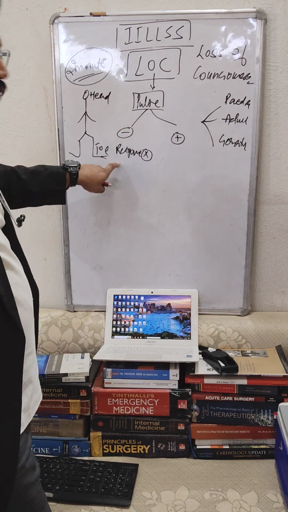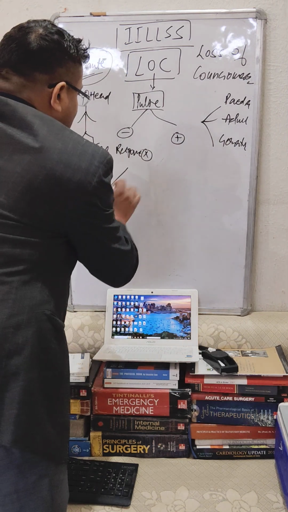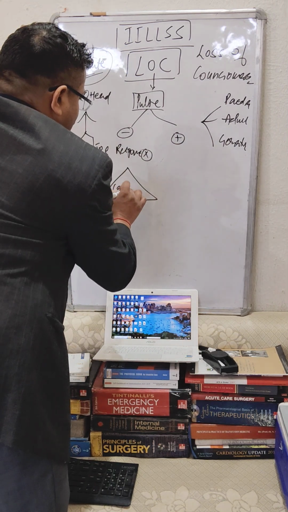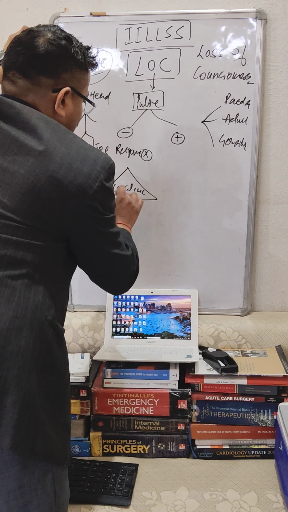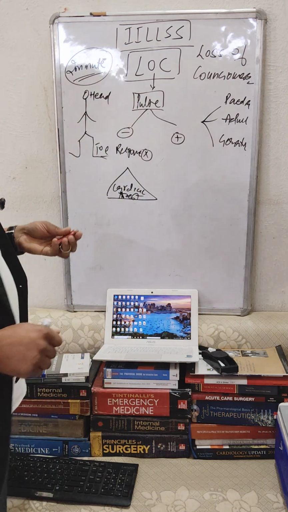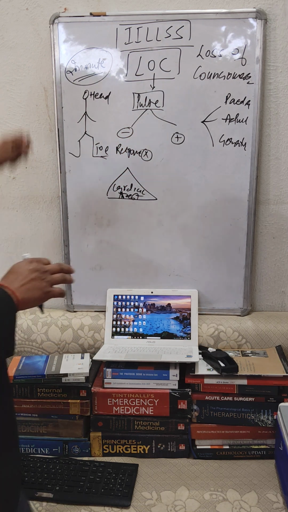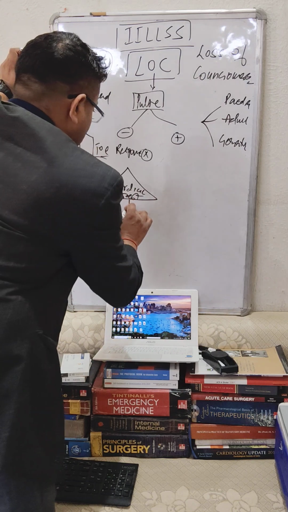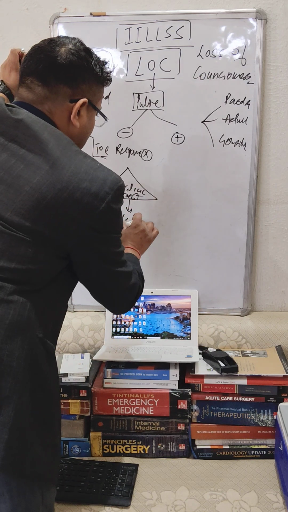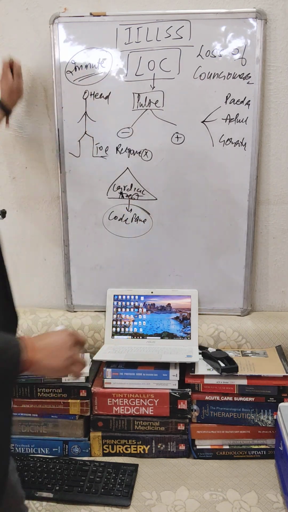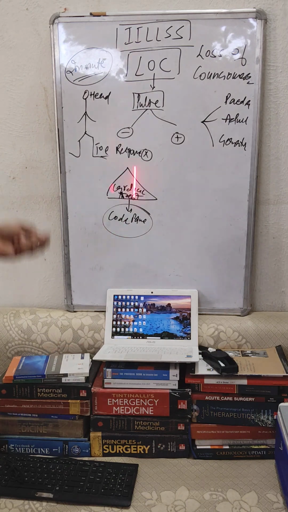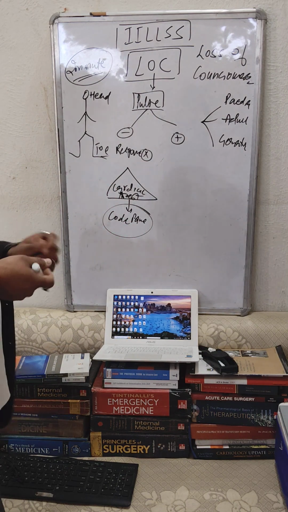Pulse absent, no response: this completes the triad of cardiac arrest. Let me repeat once more: loss of consciousness, pulse negative, and no response. This is the triad of cardiac arrest. Immediately if this happens, we have to announce code blue and start the resuscitation of the patient.